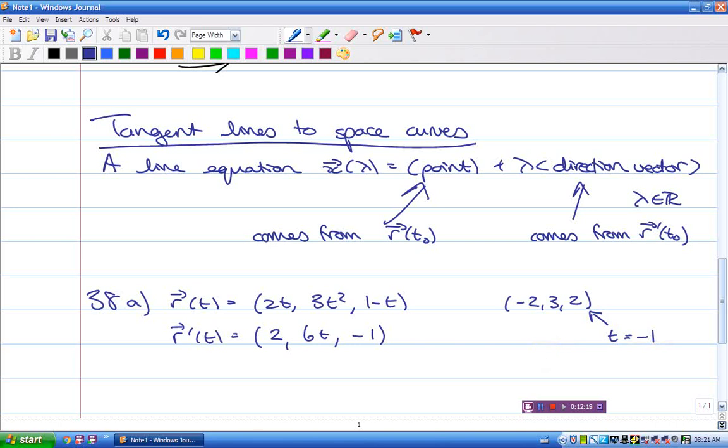Minus 1. Because r of minus 1 equals 2, 3, 2. Okay, sometimes it takes a little bit of thinking, other times it's pretty obvious, but minus 1 is what we want. So our direction vector of our tangent line will be r dash of minus 1.